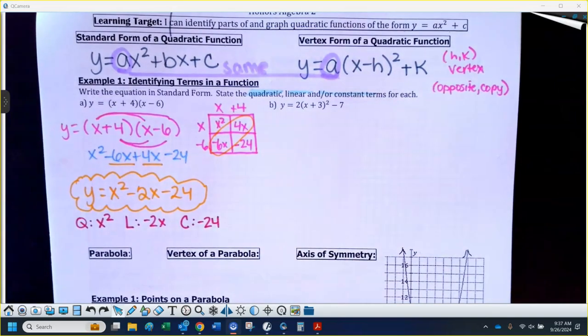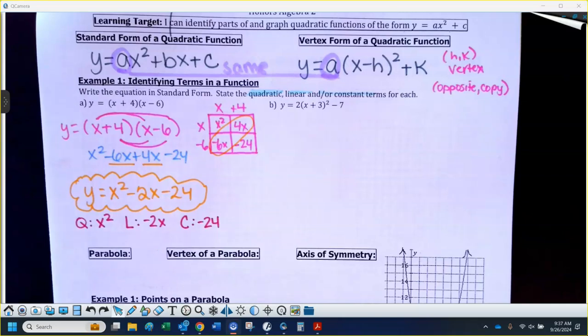And the reason it's called a constant, if it doesn't have a variable attached to it, if I would plug something in for a variable, that could change each of the other two terms. But if I just have a number, I'm not plugging anything in, so it stays constant. It doesn't change. So any plain number is called a constant.